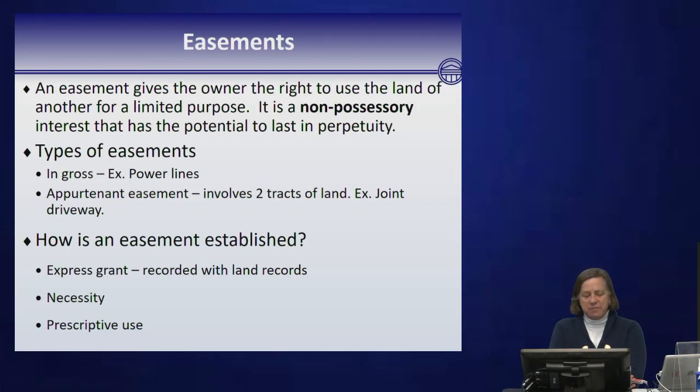So there are different types of easements. There's an easement in gross, that is, if power lines are crossing your property, that's an easement in gross. Now, I just finished a case where my property was subject to a claim for eminent domain. In other words, the government was going to take my property and they wanted an easement across my land to put in high-speed internet.